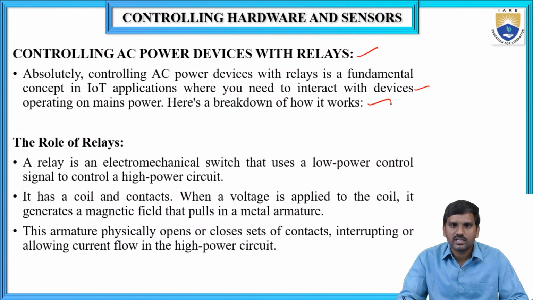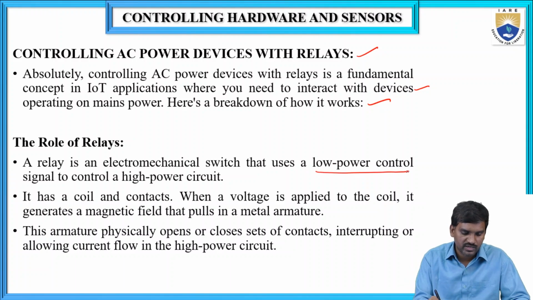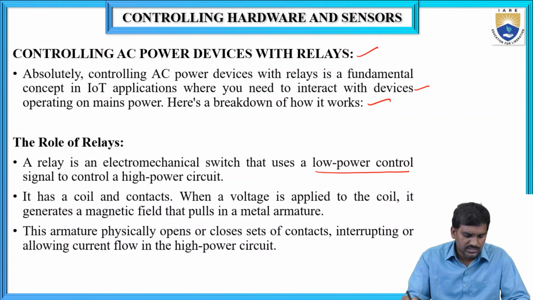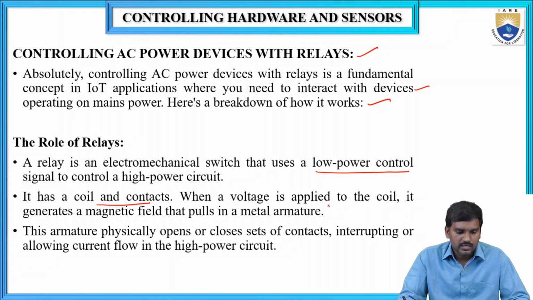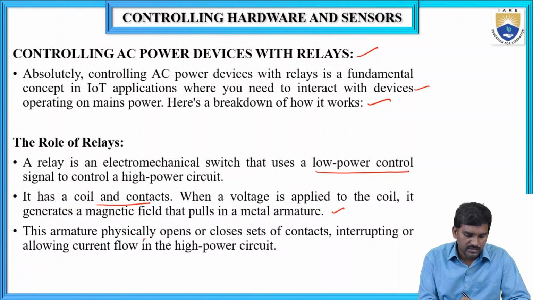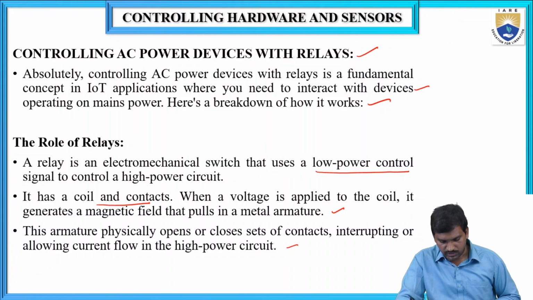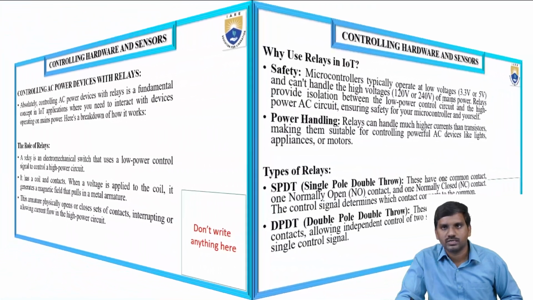The role of relays. What is the role of relays? So here a relay is an electromechanical switch that uses a low power control signal to control a high power circuit, and it has a coil and contacts. When a voltage is applied to the coil, it generates a magnetic field that pulls in a metal armature, and this armature physically opens or closes a set of contacts, interrupting or allowing current flow in the high power circuit. So these are the roles of relays.